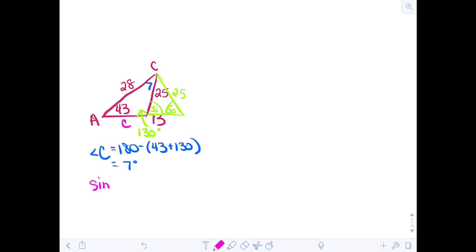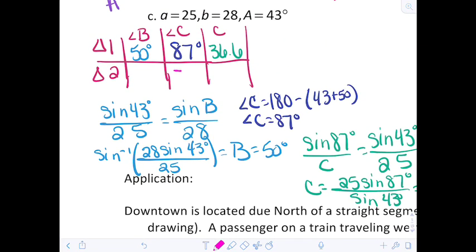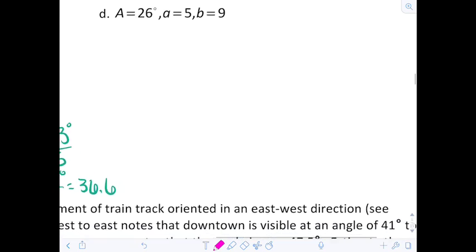So I can take the sine of 7 degrees over C, and that is equal to the sine of 43 degrees over 25, and when I solve for that, C is going to be 4.5. And that's the last piece. So as I fill in this last piece, angle C was 7, angle B was 130 degrees, and side C was 4.5. So this is your ambiguous case where you have two different triangles that work for the information that you were given. Okay, we have one last one to do.